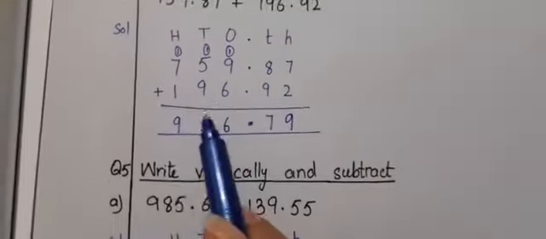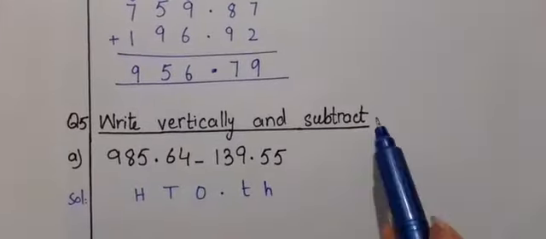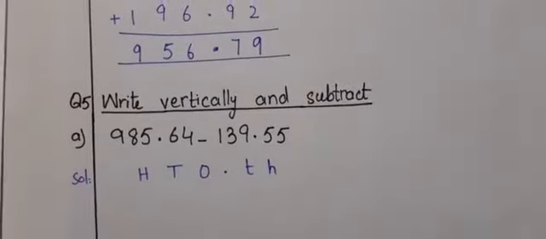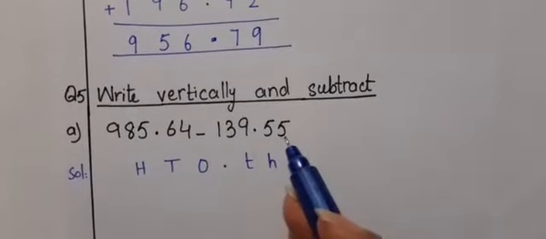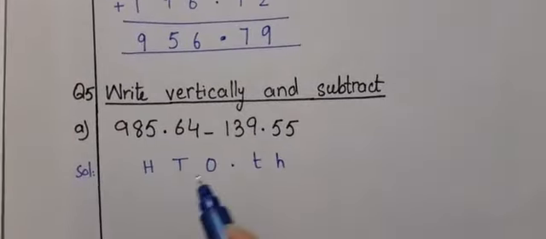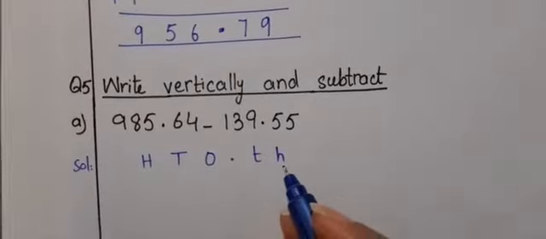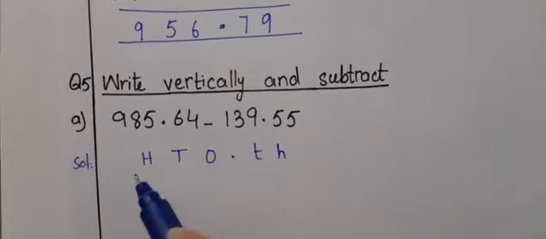Dear class 4, after doing part E, we will do question number 5, that is write vertically and subtract. It is same as addition. Here you can see I have written the sum, that is 985.64 minus 139.55. And you can also see, as there are two digits after the decimal point, I have written tenths, hundredths. Three digits before the decimal point, that is ones, tens, hundreds.